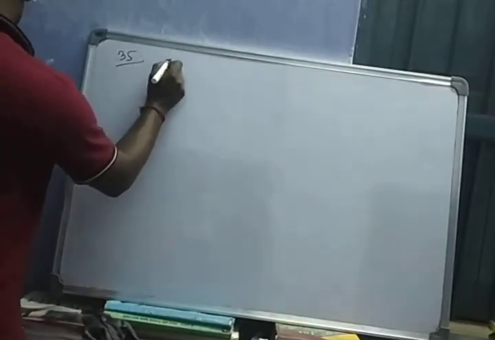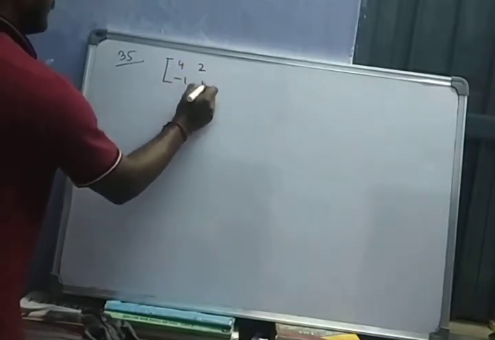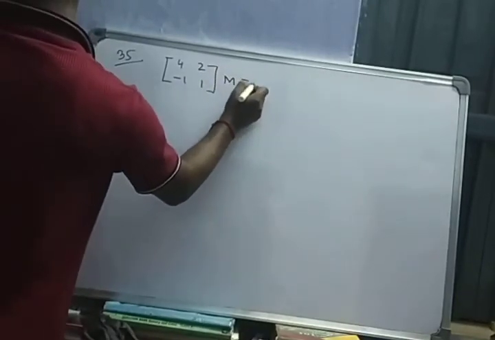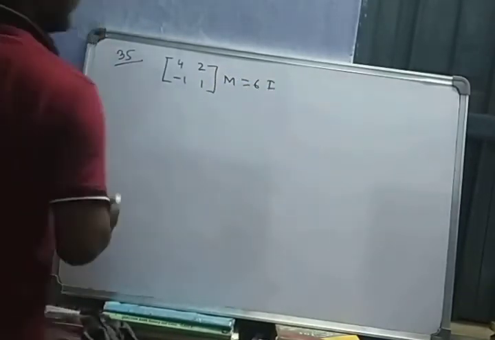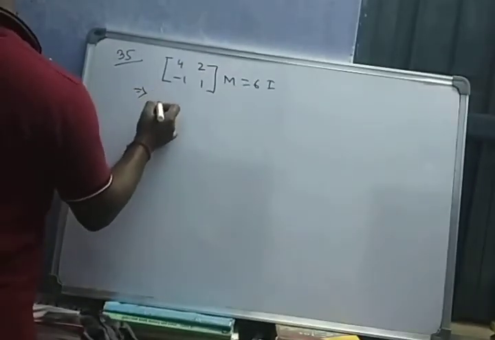Number 35. Here it is given that [4 2; -1 1] into M equals 6I. I is the unit matrix, M is any matrix. Then you have to find the value of M.